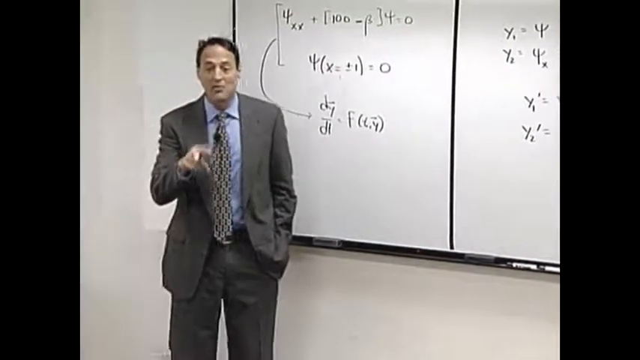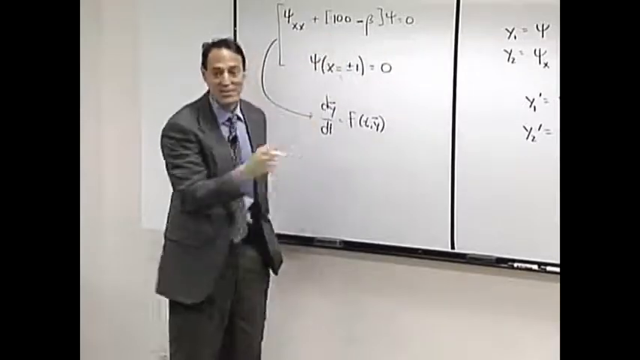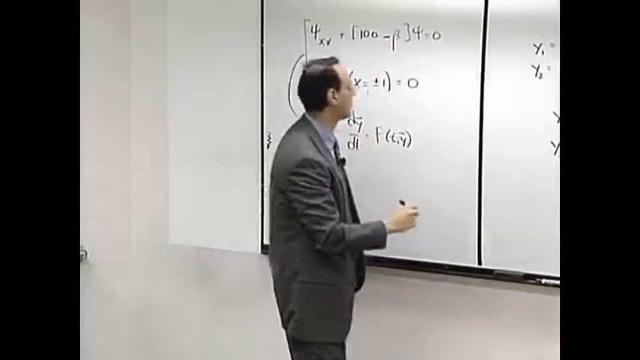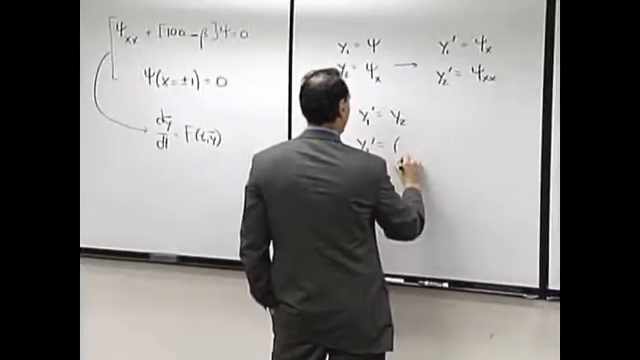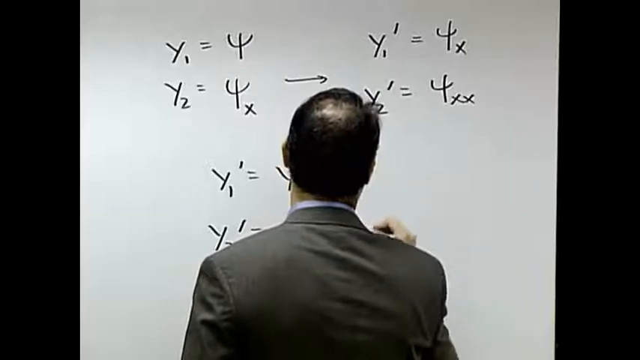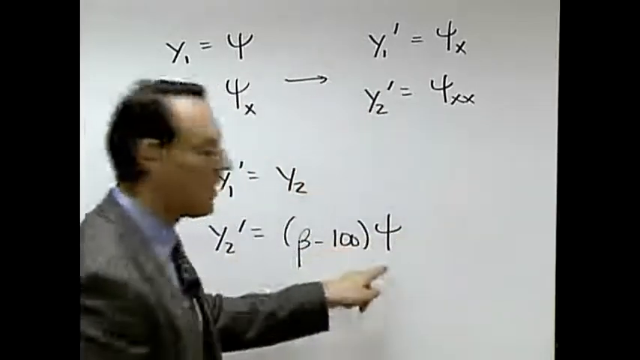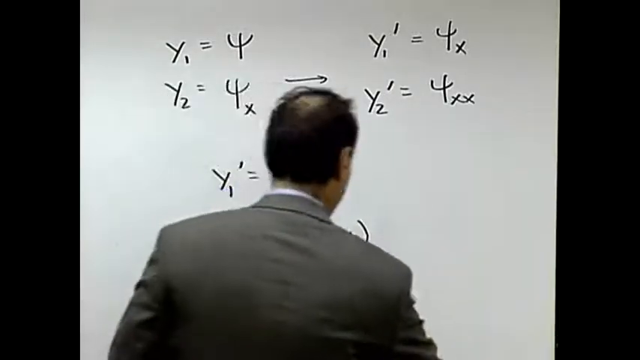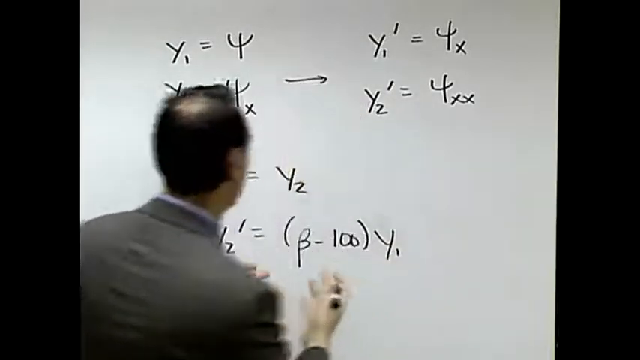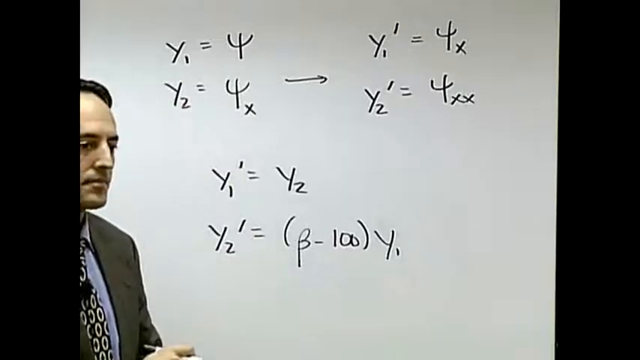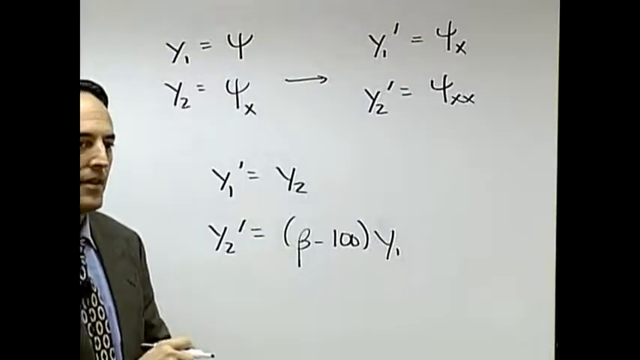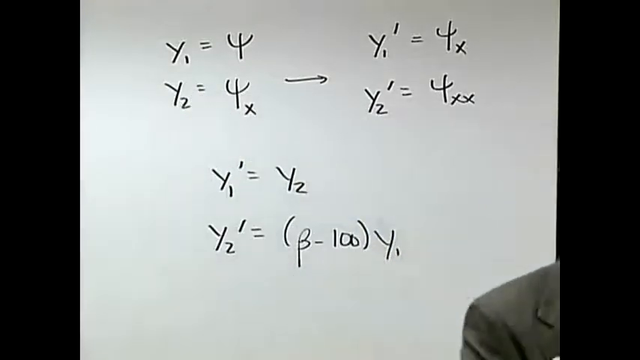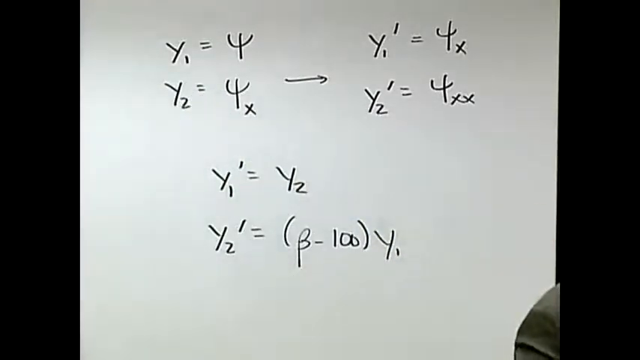Okay? You have to use this. This is your equation, and it should show up somewhere. And it does. Okay? So psi xx is equal to, if I do this, I'm going to get beta minus 100 psi. But by the way, what is psi? y1. Sweet. So I have just transformed this whole thing into 2 first-order equations. There it is. That is always your first step. You have a differential equation. First thing you ever do, turn it into a first-order system.